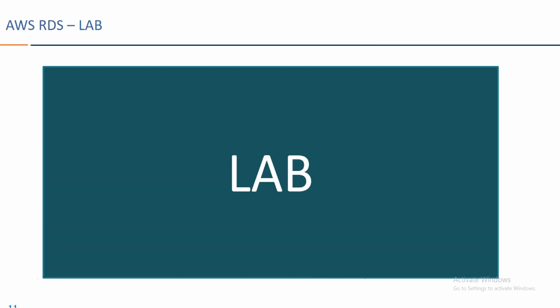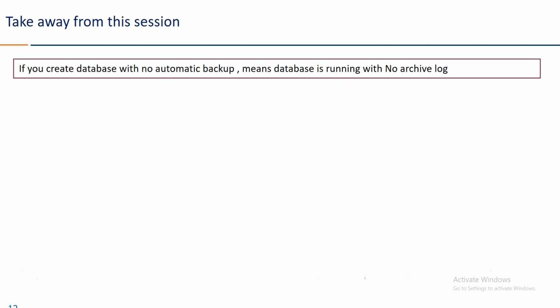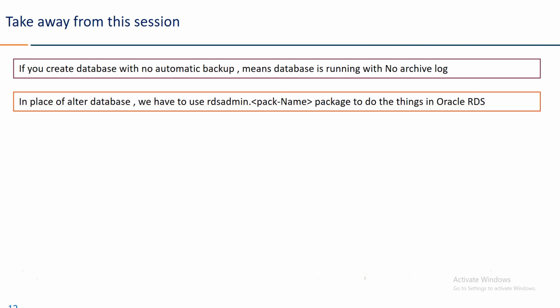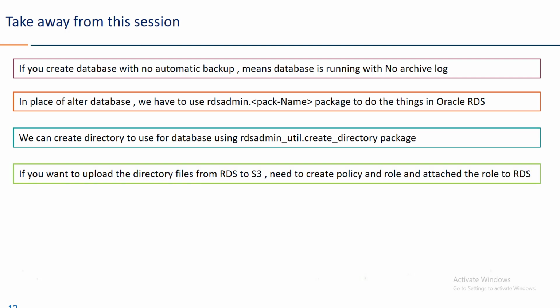So now the lab, we have shown everything in the lab. The takeaway from the session is: if you create a database with no automatic backup, it means the backup is running with no archive log mode. In place of alter database, we have to use the RDS admin package to do things in Oracle RDS. We can create a directory to use in the database using the RDS utility create directory package. If you want to upload the directory file from RDS to S3, you need to create a policy and role and attach the role to the RDS.